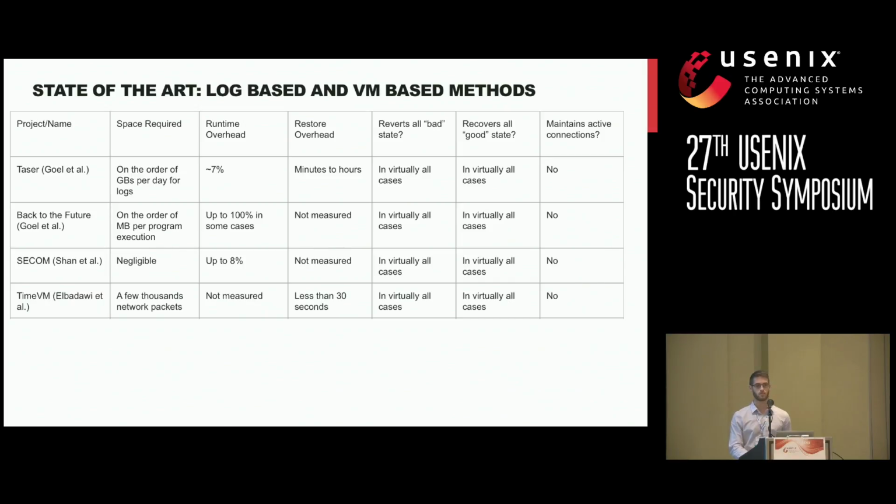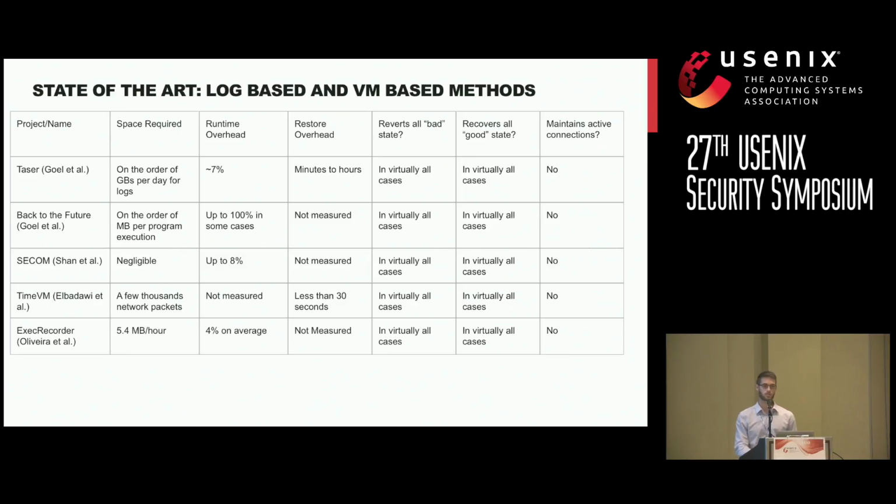There's Time VM, which takes a network logging approach as well as the VM-based approach, and keeps shadow VMs, which are like delayed instances of the current VM, but they're receiving traffic at a delayed rate, and then it just fast forwards to one of the ones that it's sure is uninfected. And finally, there's Exact Recorder, and this logs all of the non-deterministic events on a VM and uses that to undo malicious changes.